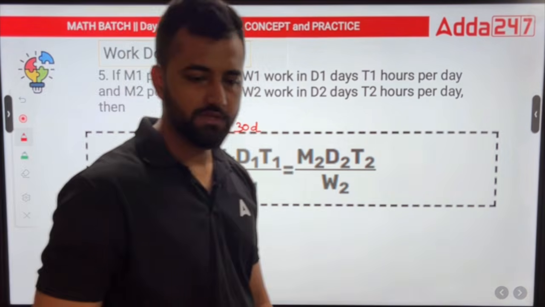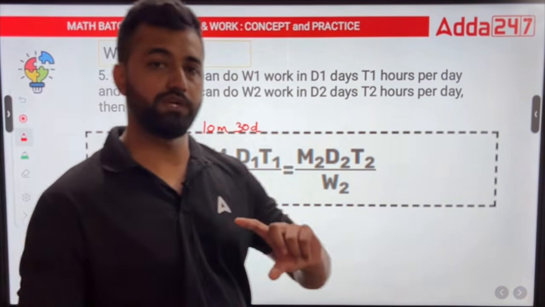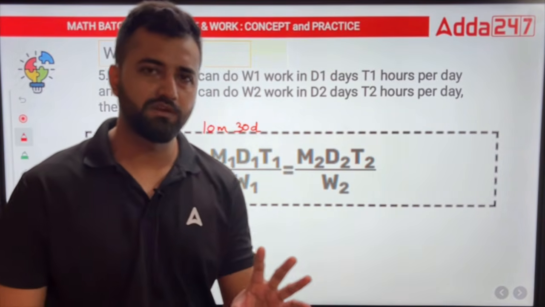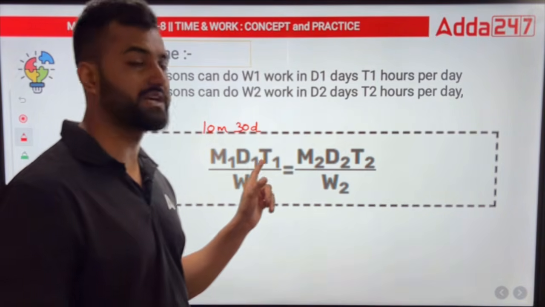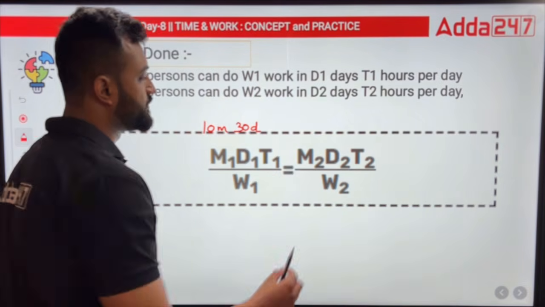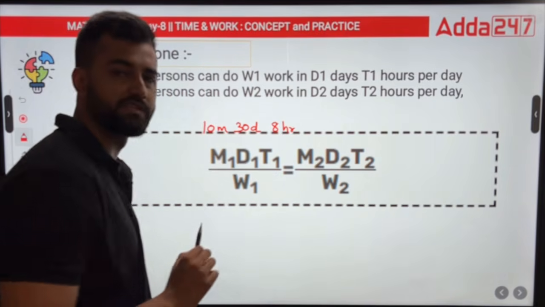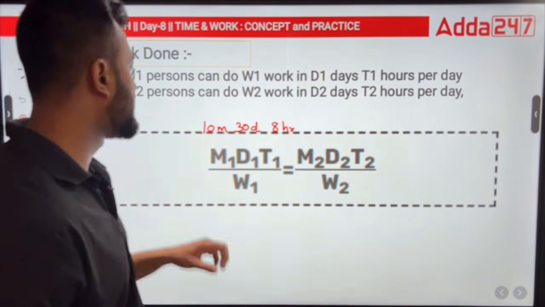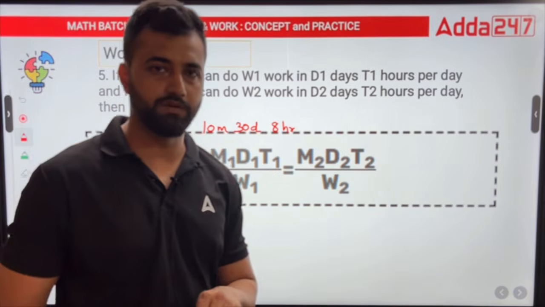And in real life, what happens is a man does not work for 24 hours. He cannot work for the entire day. He works hour wise, right? He might work for 6 hours, 8 hours. So that is why in this formula we incorporate time as well. Suppose he is working for 8 hours per day. That's why we have given here time as well, right? So 10 men can complete a work in 30 days when they work 8 hours per day.